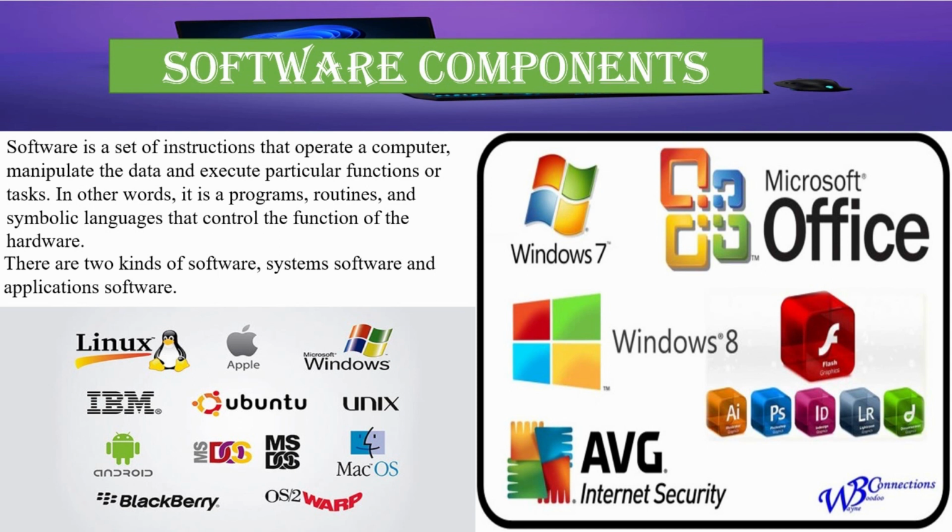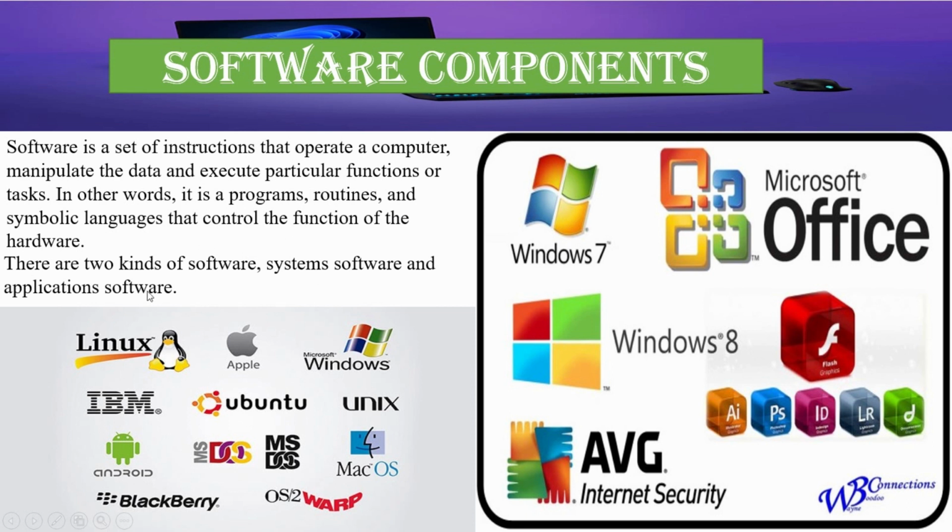A computer is comprised of two major components, which are the hardware component and the software component. Today we are going to talk about the software component. Software is a set of instructions that operate a computer, manipulate the data, and execute particular functions or tasks. In other words, it is programs, routines, and symbolic languages that control the function of the hardware.